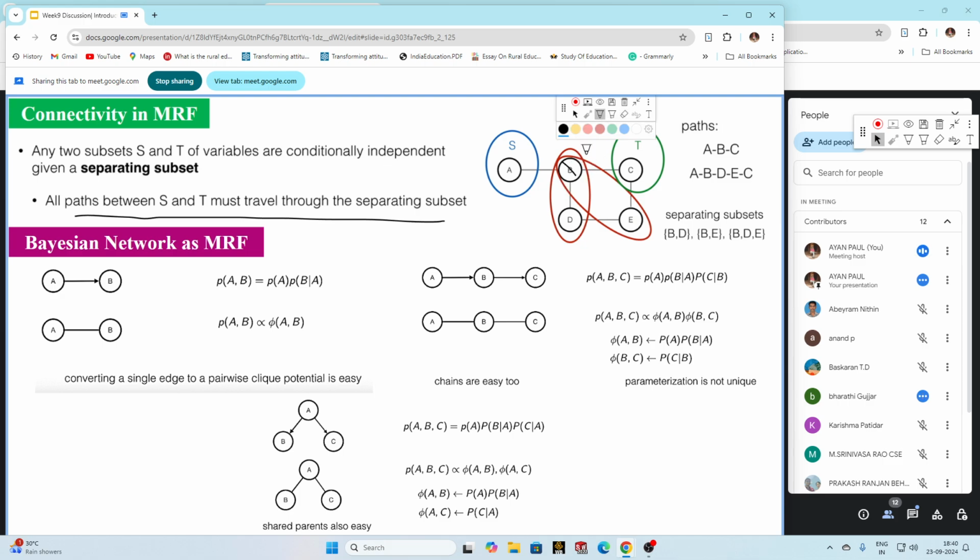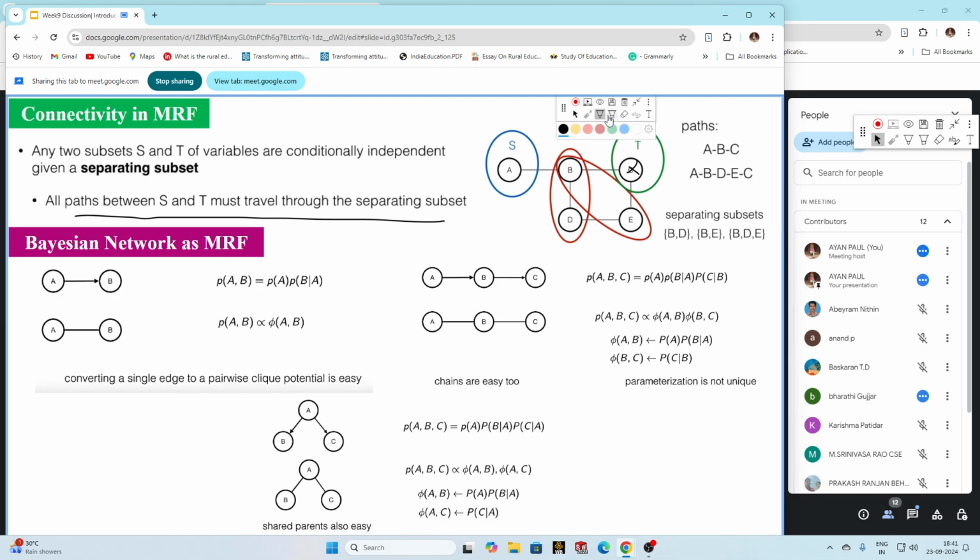Now, let's block D. Then we can travel from A to B to C, then to E. And if we block these two, then we cannot travel from A to E. Then A, B, E are independent. So this is the concept. Is it clear to all the class?